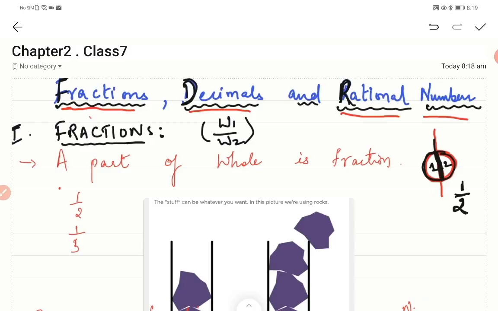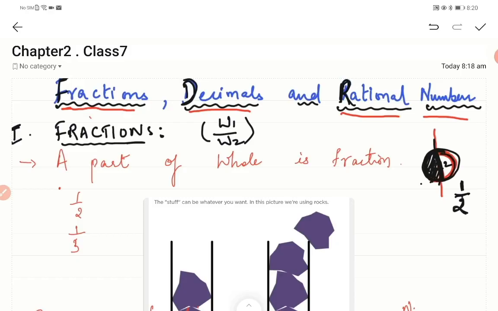So what is the definition? How do you describe a fraction? A fraction is a part of a whole. So since we are dividing the whole into two, if I take this shaded part, this fraction is a part of the whole.